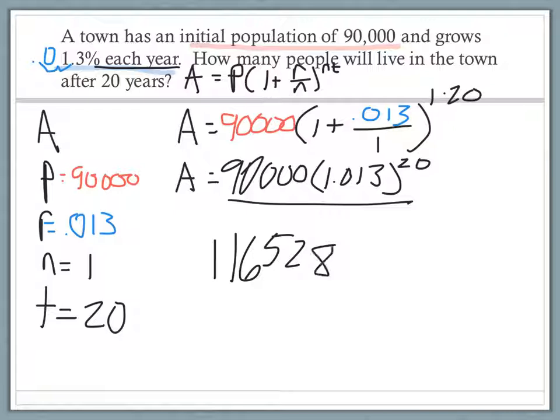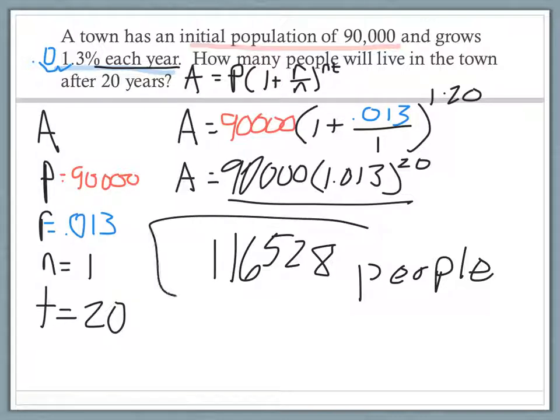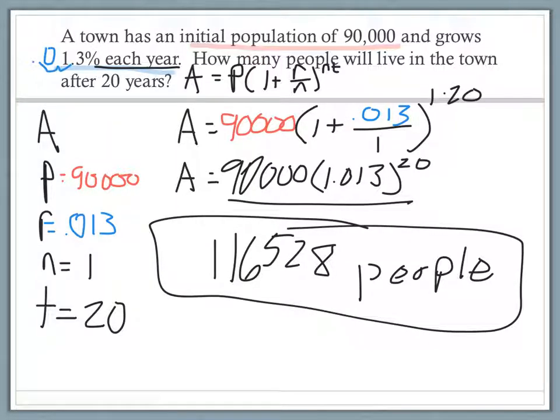116,528. We're talking about people, so I'm just going to round it to the whole person because I can't have a 0.3 of a person. Go ahead and label it. Okay, and there's my final answer. Now, if you look at the answer, it makes sense because we're increasing our population, and I have more people than I started with.